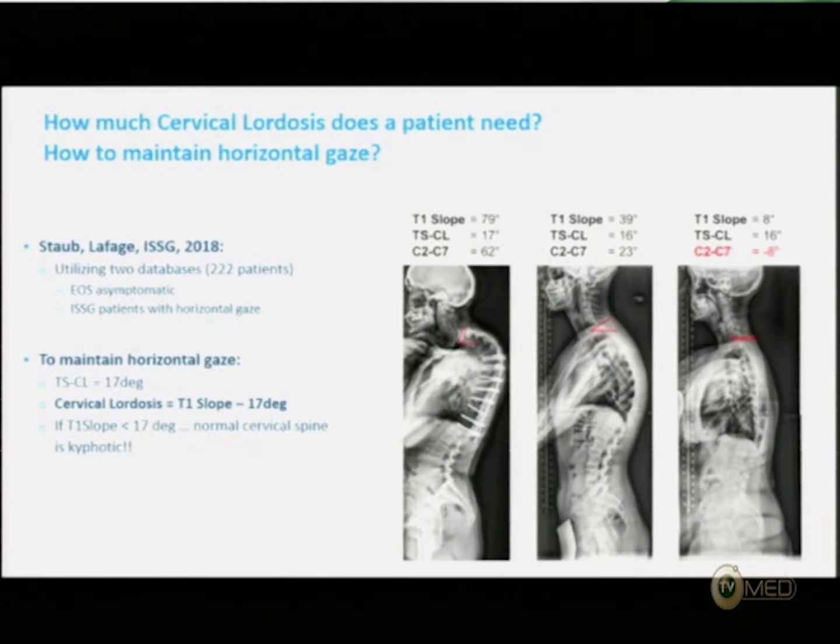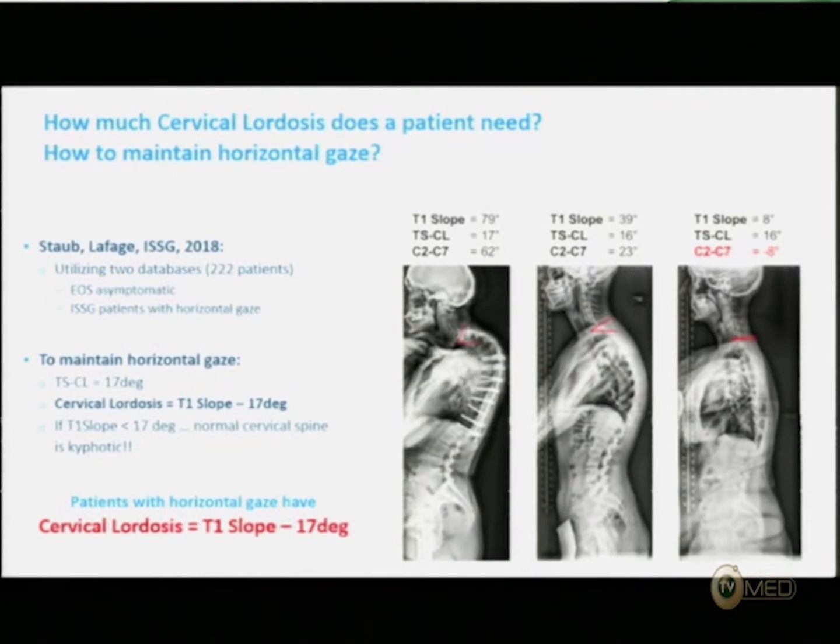We did a study where we looked at not only our asymptomatic database, but also all of the patients that were able to maintain a horizontal gaze and that were also able to maintain mobility of the cervical spine. And what we found was quite interesting: in those 2 databases, if you want to have a horizontal gaze and a flexible cervical spine, you need to have a cervical lordosis that is 17 degrees smaller than your T1 slope. Look at that.